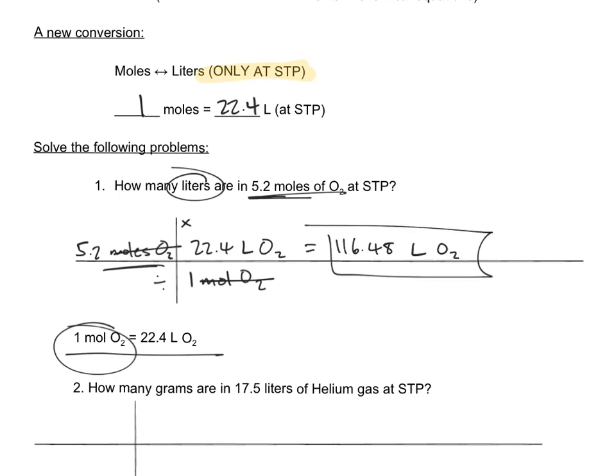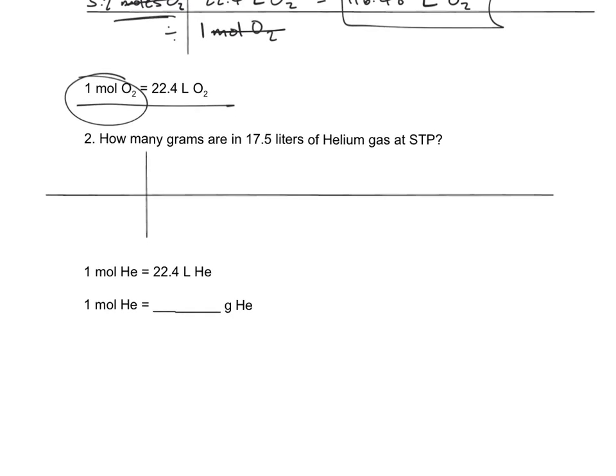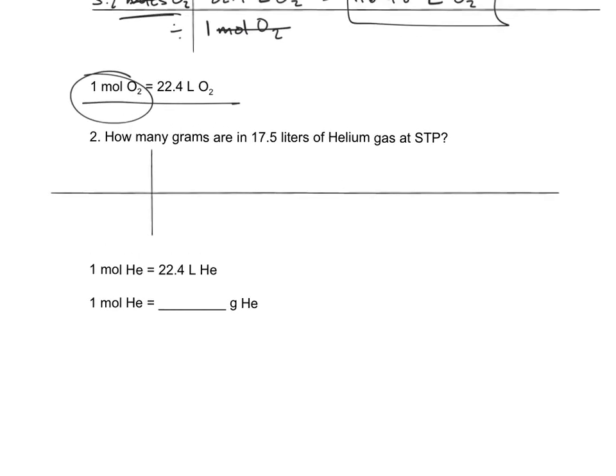Now we can also use this in conjunction with the other conversions we learned last unit. Let's see how that works in these next two examples. First up, how many grams are in 17.5 liters of helium gas at STP? So we'll put down the given, 17.5 liters of helium. We're going to try to convert that to grams.